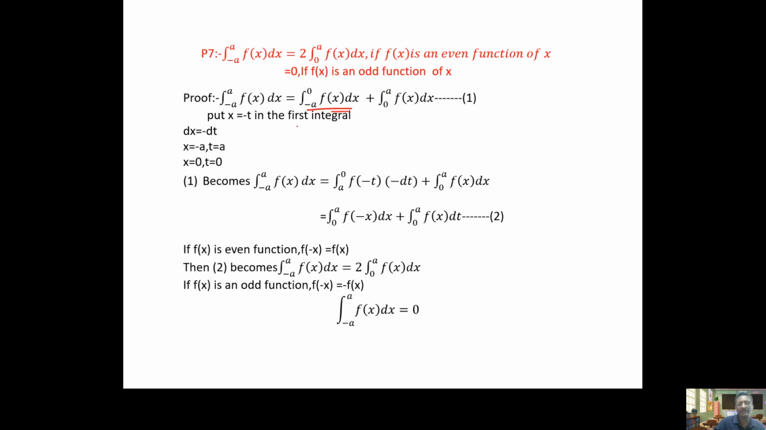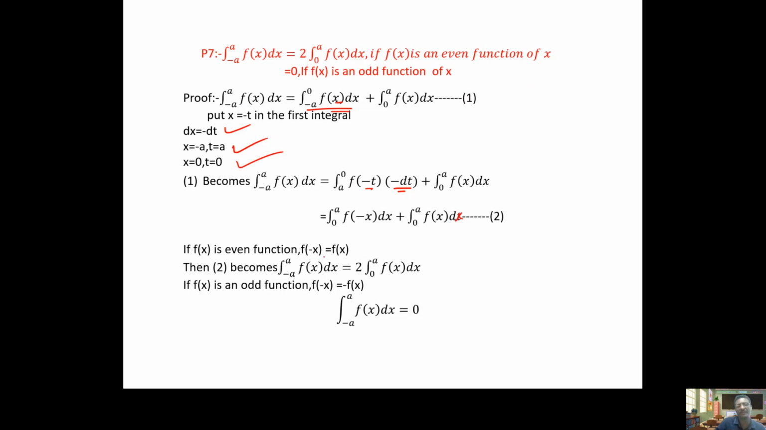Now in the first integral, put x is equal to minus t. x is equal to minus t means what is dx? dx is minus dt. When x is equal to minus a, t is equal to a. When x is equal to 0, t is equal to 0. So minus a to plus a f of x dx is equal to a to 0 f of minus t into minus dt. Due to this minus, this a to 0 becomes 0 to a, and it is independent of the variable. So 0 to a f of minus x dx plus 0 to a f of x dx.